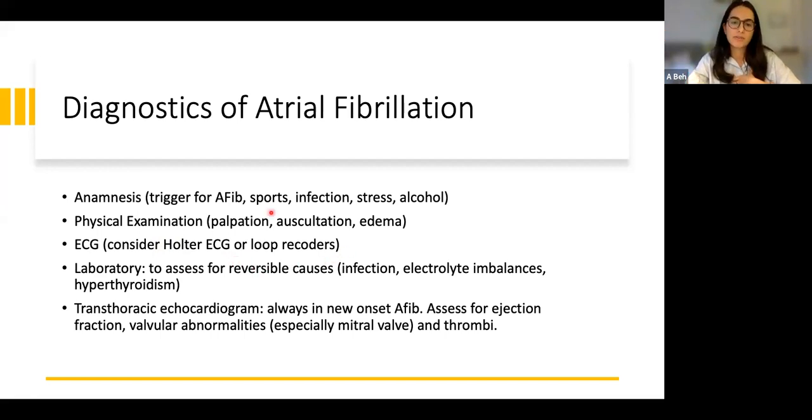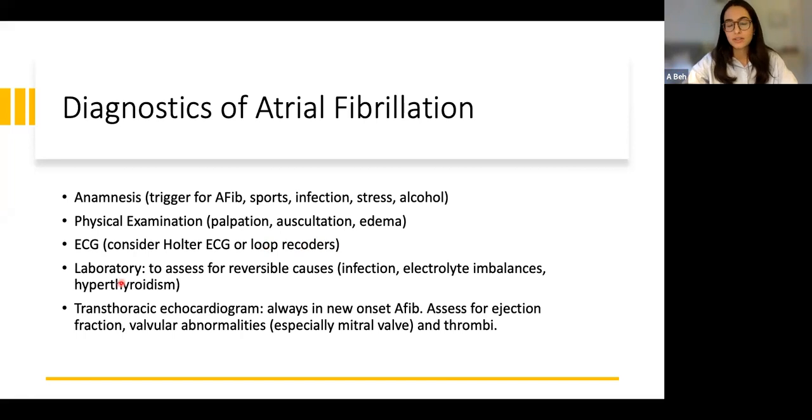Well, there's also something called loop recorders. Loop recorders are very, very small devices. They're like this, and they implant them underneath the patient's skin, and they can monitor the patient's heartbeat for up to 3 years. And then in these 3 years, you could check if the patient has atrial fibrillation.